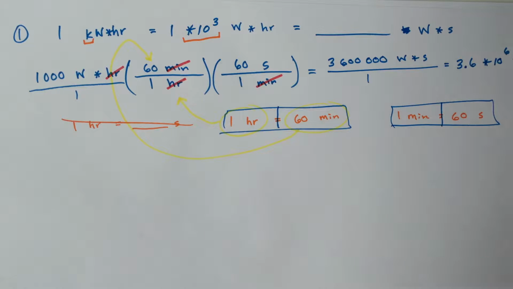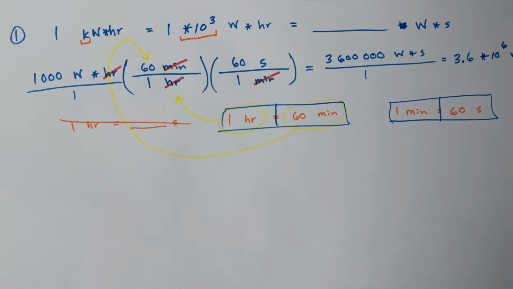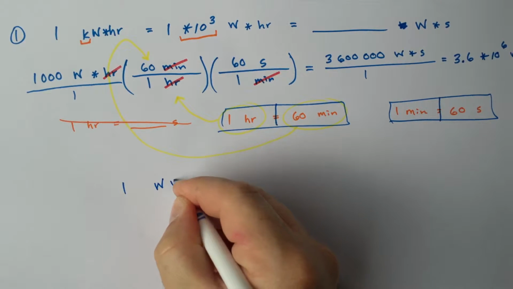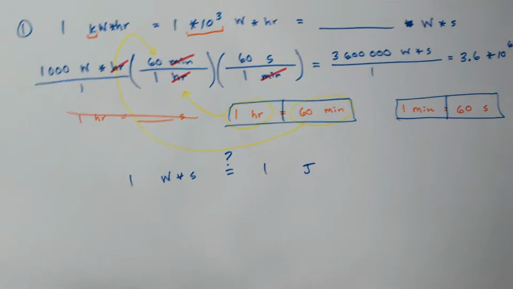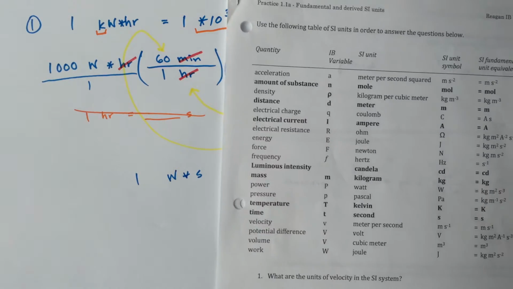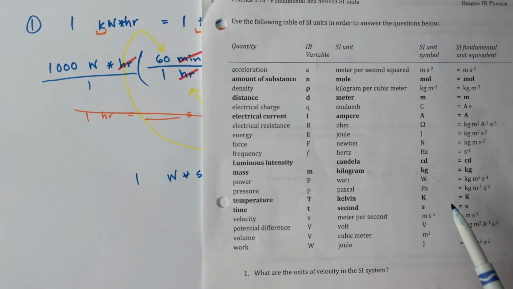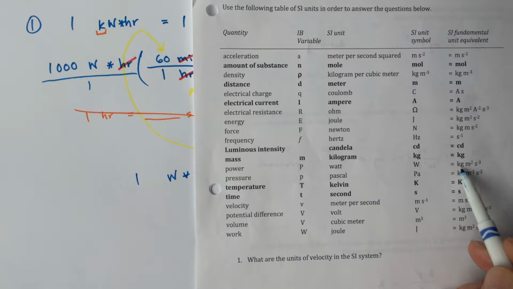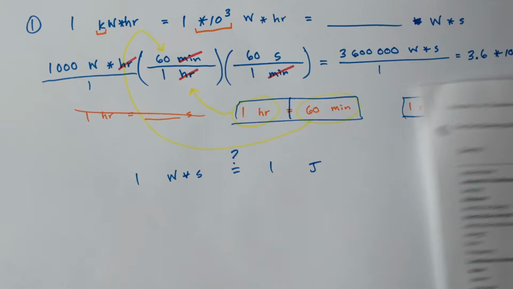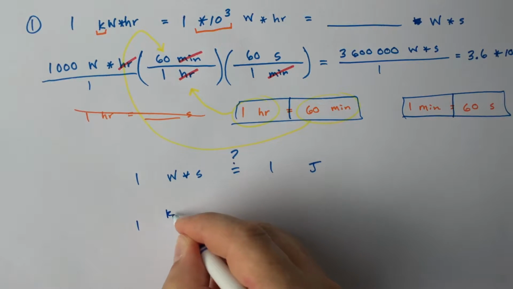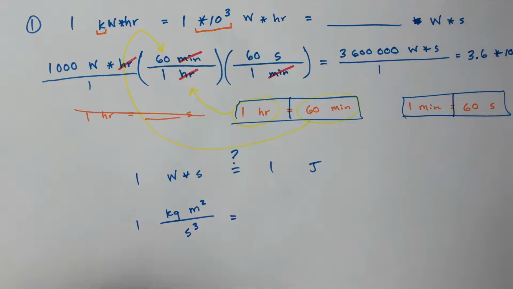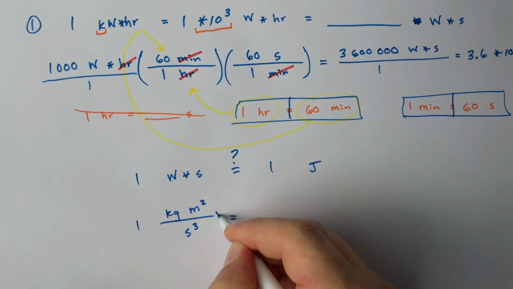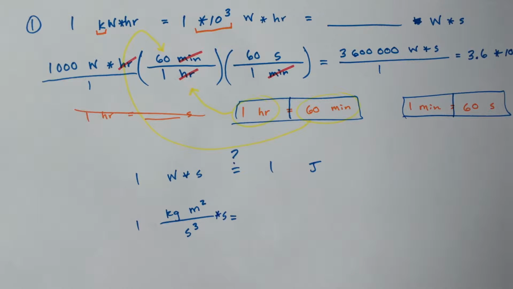Is a watt times a second a joule? Well, 1 watt times second is equal to 1 joule. Is that true? All right, well, what's a watt? Well, we can see that a watt is equal to a kilogram meter squared per second to the third. So 1 watt times second is 1 kilogram meter squared per second to the third times a second. Oops, I almost forgot about that, right?